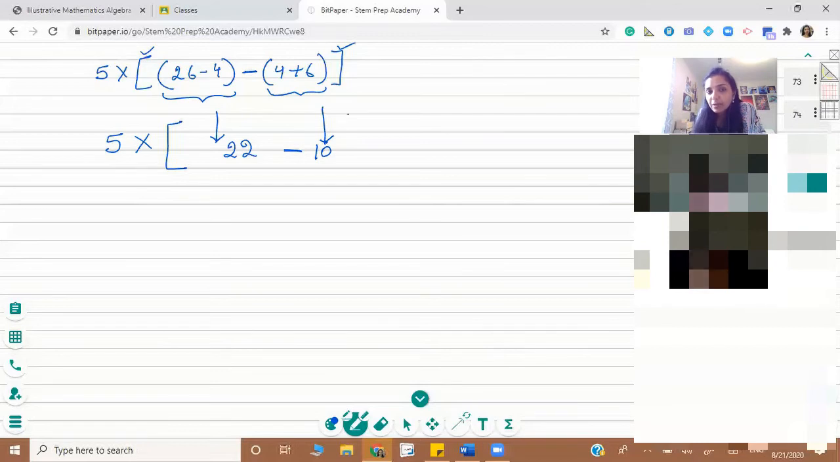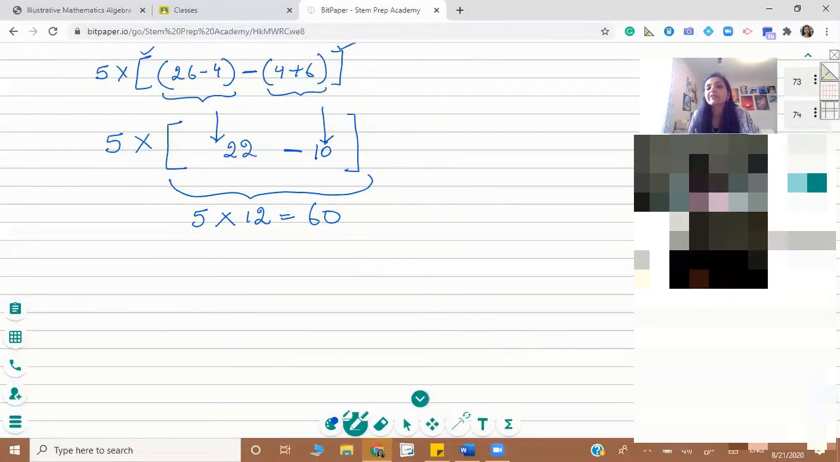Okay. Now I have to solve this one. I will be getting 12 over here times 5, which is equal to 60. Easier? The little bit difficult questions are only this, that they involve more than one parenthesis.